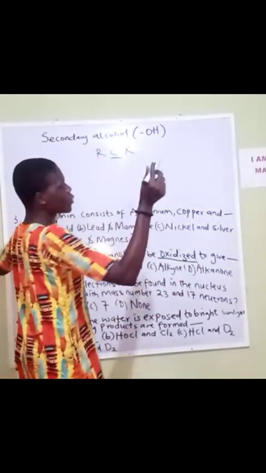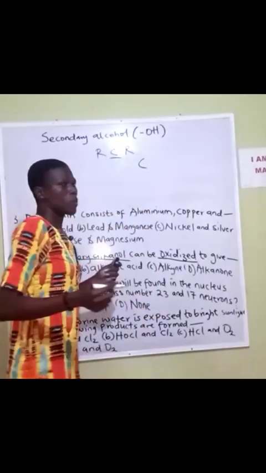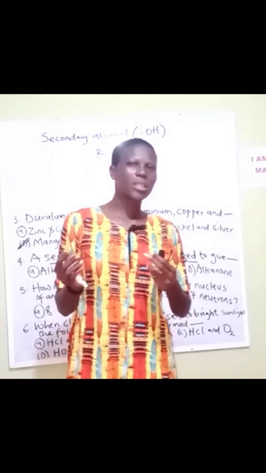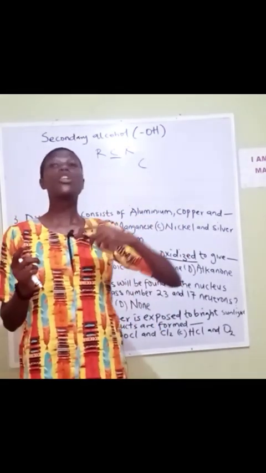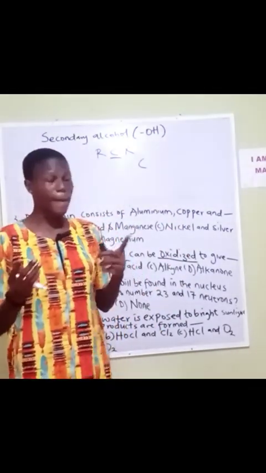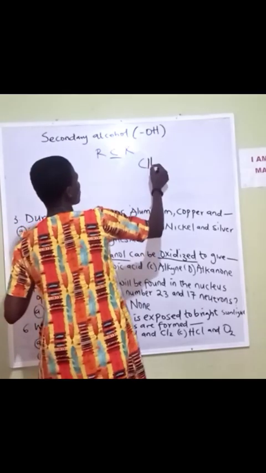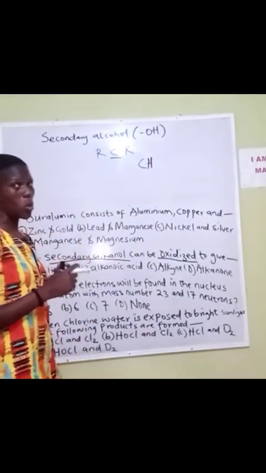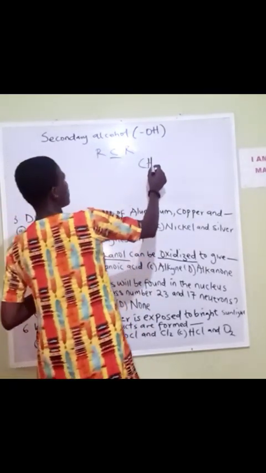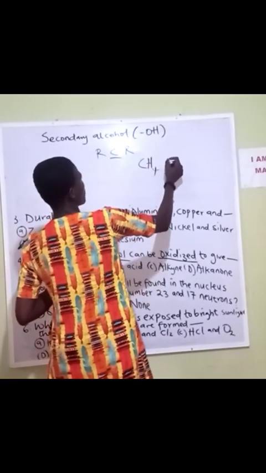Okay, so what's an alkyl group? An alkyl group is a carbon group that has lost one hydrogen atom. For instance, we know the normal methane, that's CH4, right? This is methane.